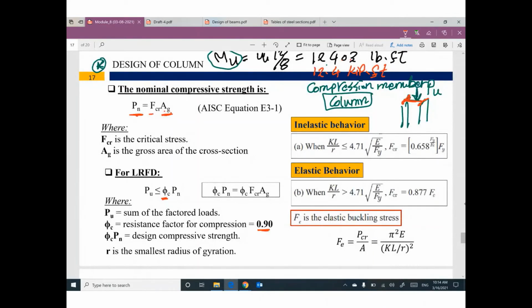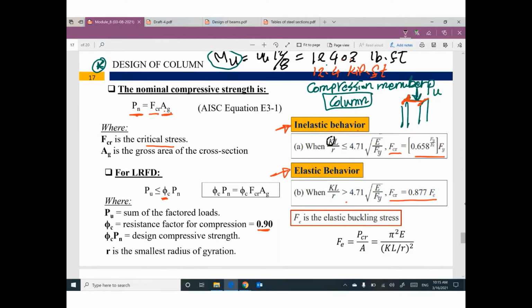What about Fcr, F critical, which is called critical stress? We have two situations based on the mode of failure. If you have an elastic behavior and KL divided by r is smaller than or equal to 4.71 square root of E divided by F yield, then F critical equals this term. The other situation, F critical equals this term. We covered this before, but just a hint.